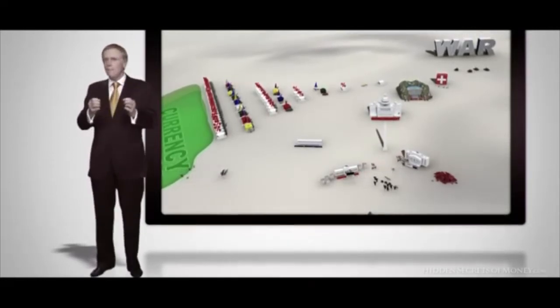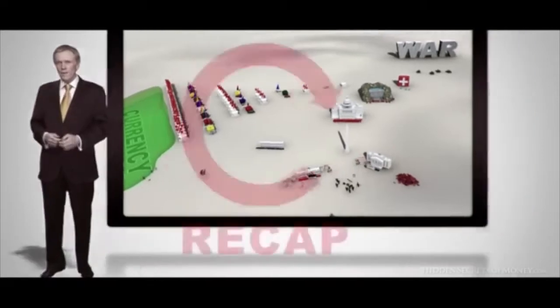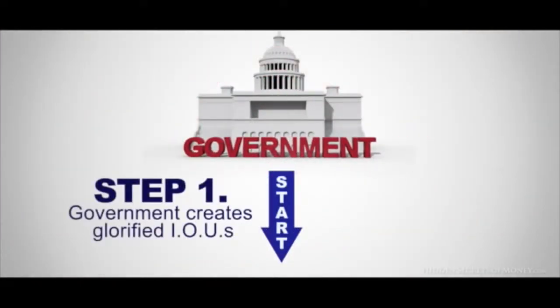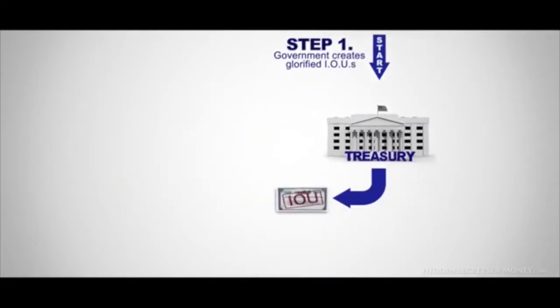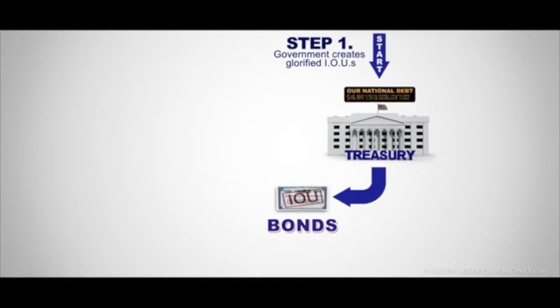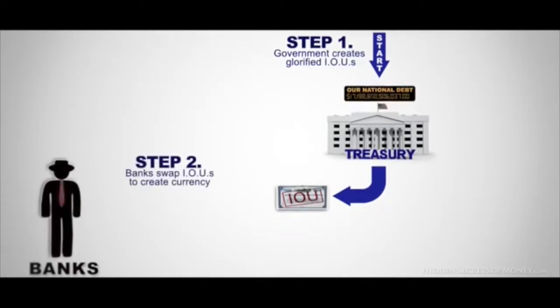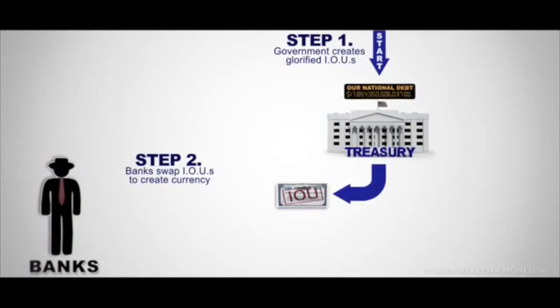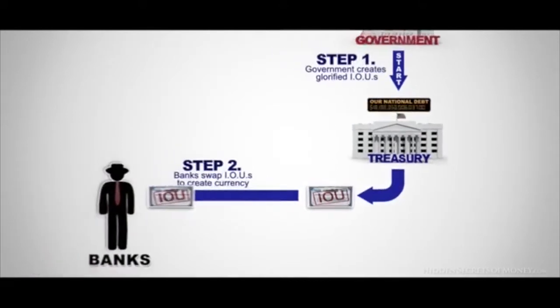So let's do a recap and break it down even more. The way the system works is that, step 1, the government creates glorified IOUs. These bonds increase our national debt and put the public on the hook to pay it back. Step 2, IOUs are swapped to create currency. The Treasury sells the bonds to the banks.